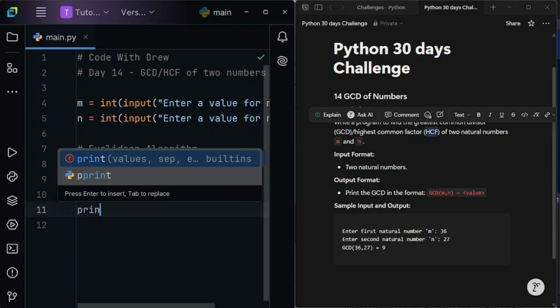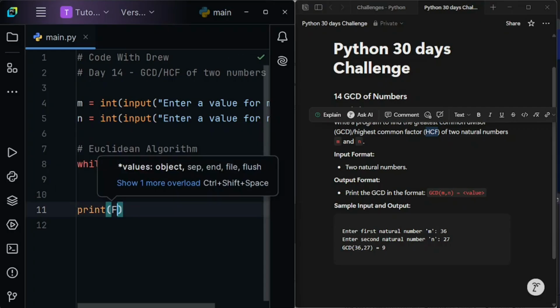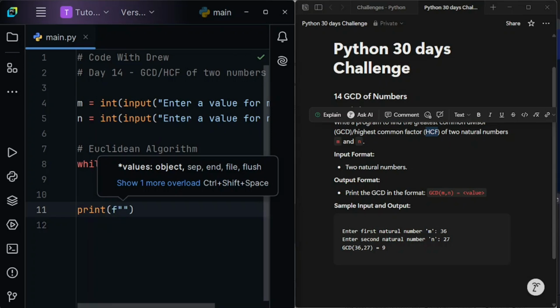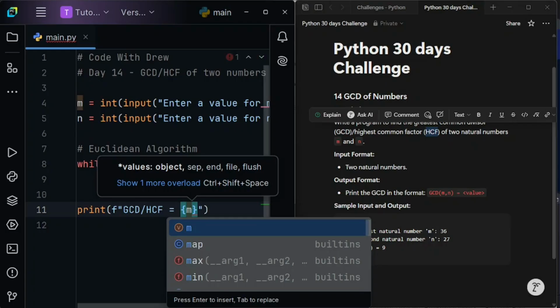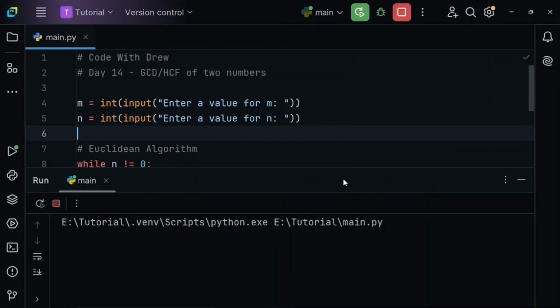So when n is equal to 0, our formatted string, our greatest common divisor or highest common factor, is going to be the value of m itself. So let's maximize this window and let's run this now.